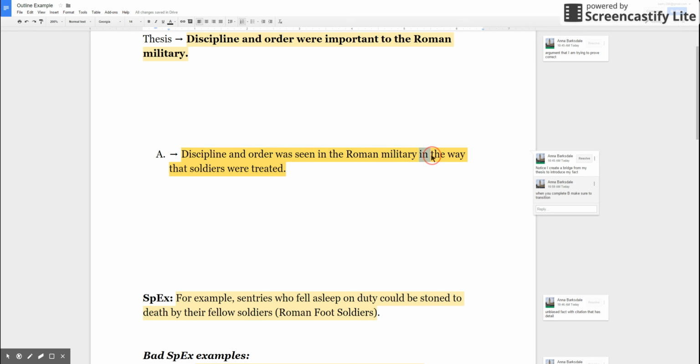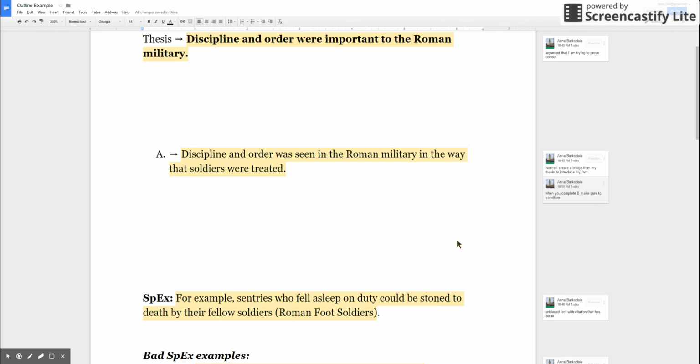Then in the second part, I have my link to what the fact is going to be about, in the way that soldiers were treated. This is introducing it without talking about the fact at all. Some of you keep combining these two sentences. Don't do that. Also, do not put any information down here up into this sentence. You need to almost categorize it. If you're talking about Roman soldiers building, you could say, in the way that the soldiers built their roads, period. And then your fact would explain to me how they built their roads.